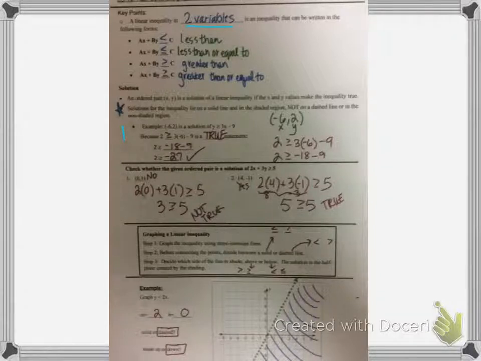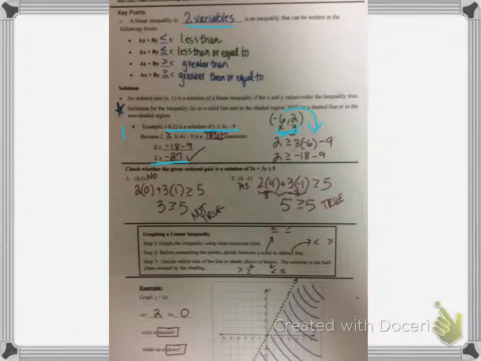Example, is the ordered pair (-6, 2) a solution of y is greater than or equal to 3x minus 9? Plug in negative 6, 2: plug in 2 for y, and negative 6 for x. You multiply negative 6 times 3, get negative 18 minus 9. We know that negative 27 here is going to be less than or equal to 2, so it's less than 2.